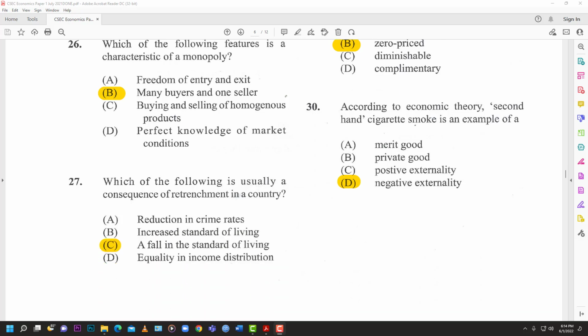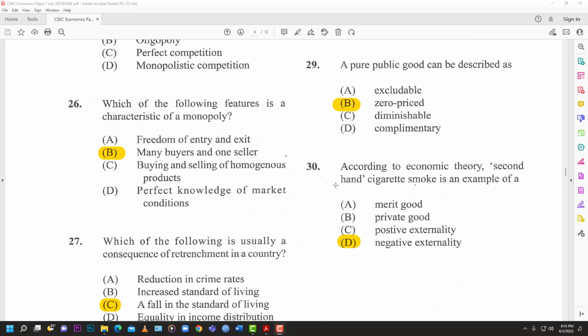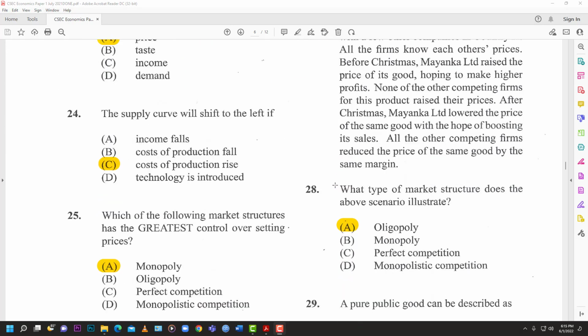27. Which of the following is usually a consequence of retrenchment in a country? So retrenchment is where persons get laid off, things are a little slow, might have a recession, and so people have to be laid off. We experienced that with COVID in recent times, where persons had to get laid off from factories and from the hotel industry, etc. And so the answer is C, a fall in the standard of living, because you realize that persons are no longer working, and so their income has been cut, and so therefore you will have a fall in the standard of living. Can't afford as much as you used to before.